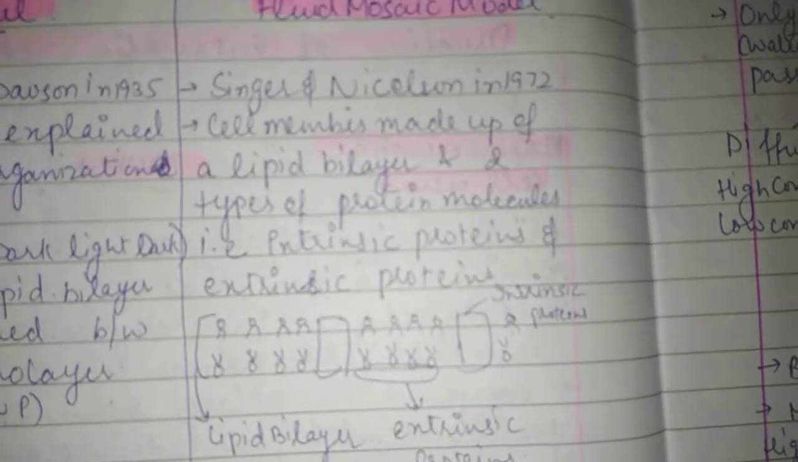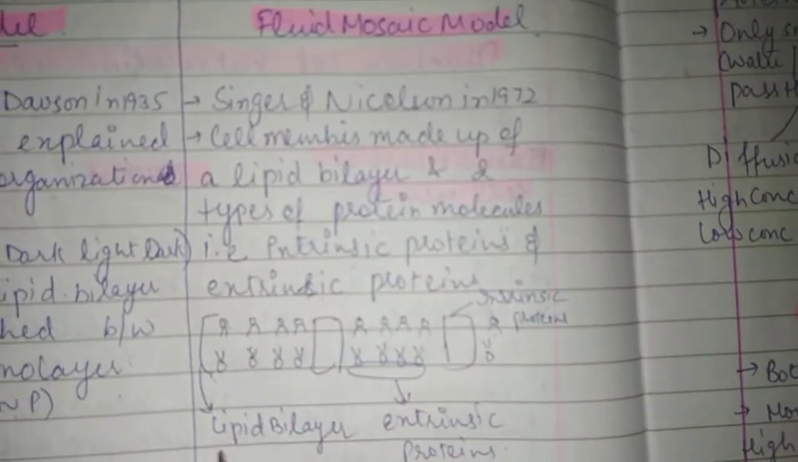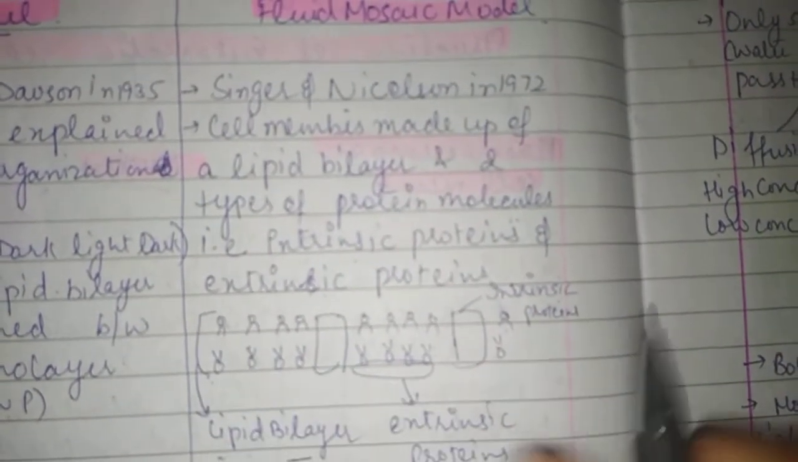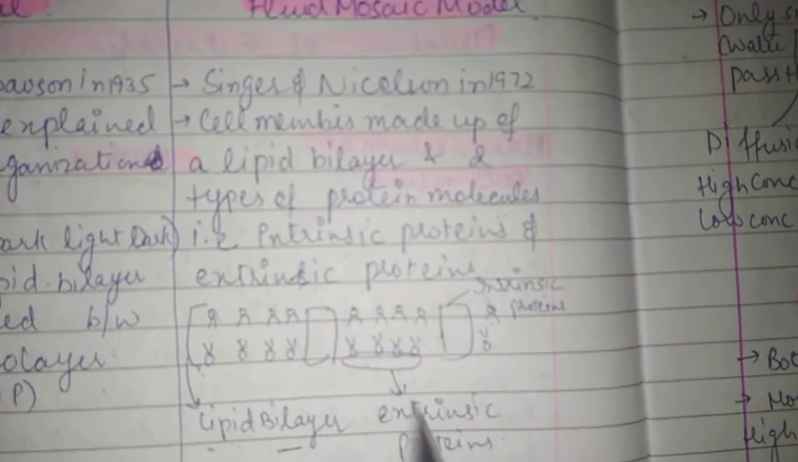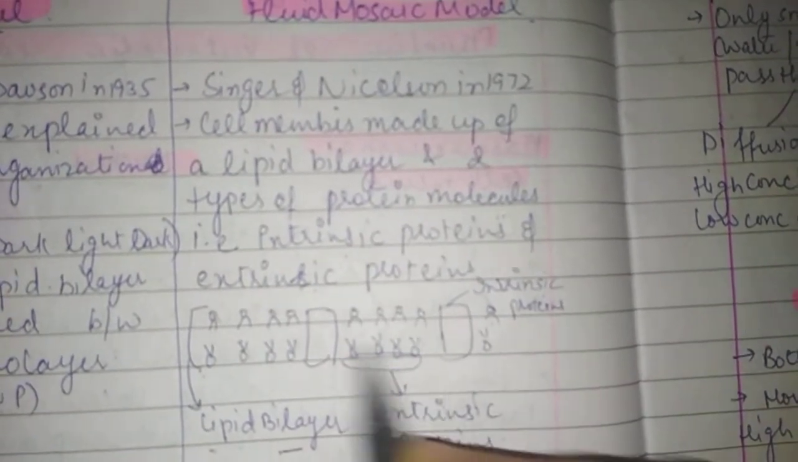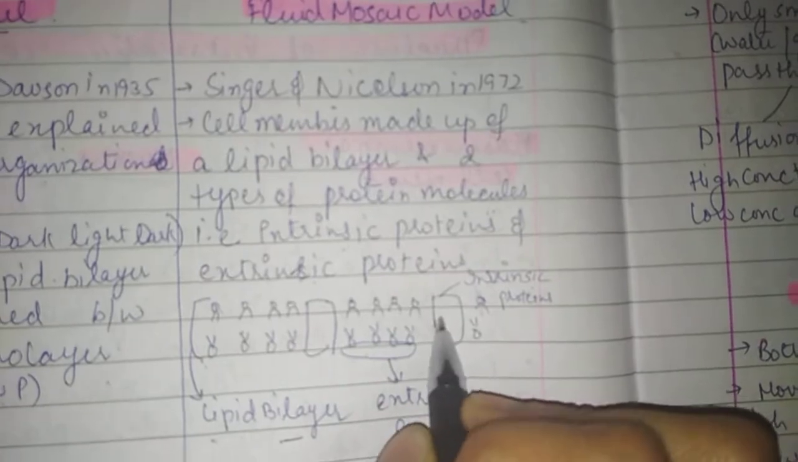Here is the model. See, here are the two lipid layers, upper and lower part. This is the extrinsic protein layer, and this one is the intrinsic protein layer.